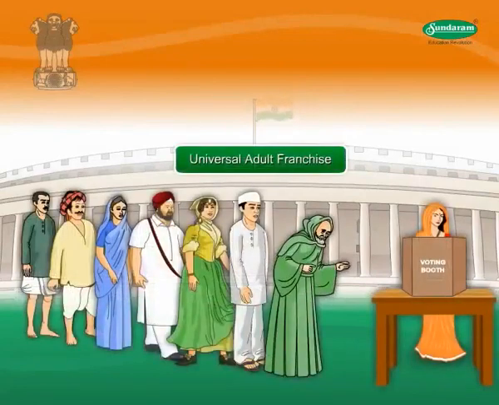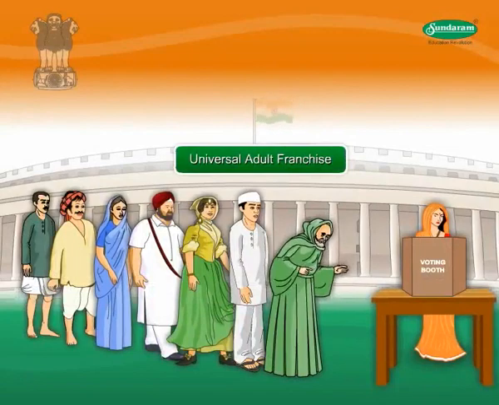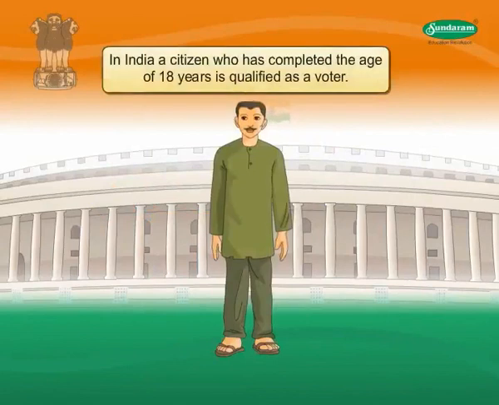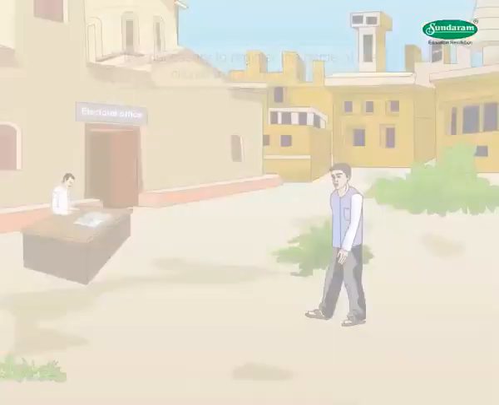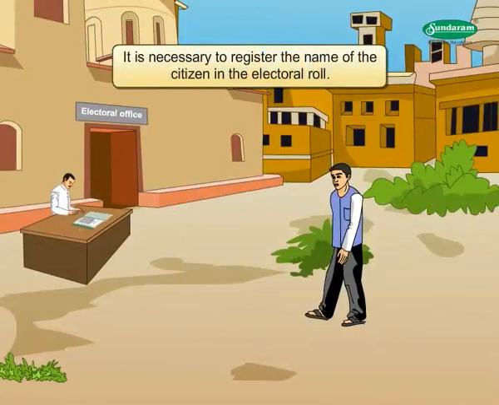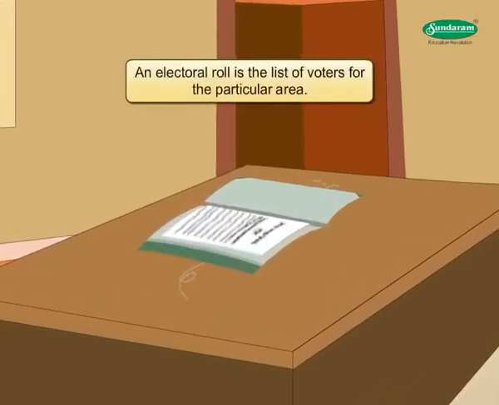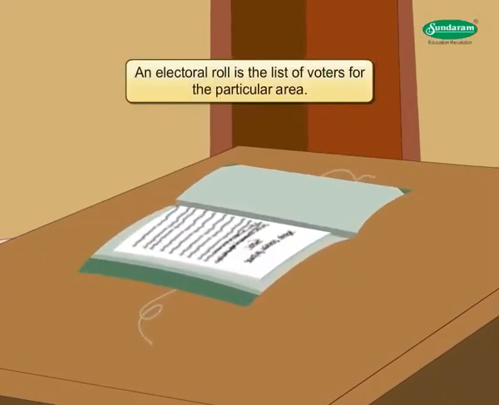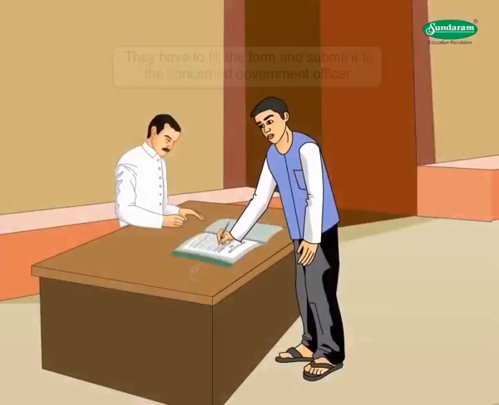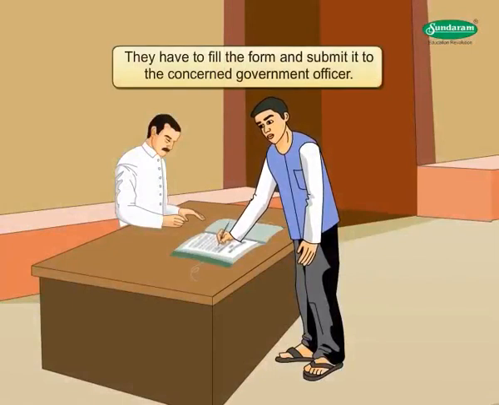Now that we have understood the concept of universal adult franchise, let's move on to the next concept of constituency. In India, a citizen who has completed the age of 18 years is qualified as a voter. It is necessary to register the name of the citizen in the electoral roll. An electoral roll is the list of voters for the particular area. They have to fill the form and submit it to the concerned government officer.